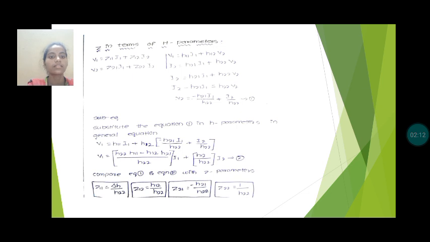Here are the formulas. Z11 equals delta H by H22. Z12 equals H12 by H22. Z21 equals minus H21 by H22. Z22 equals 1 by H22.